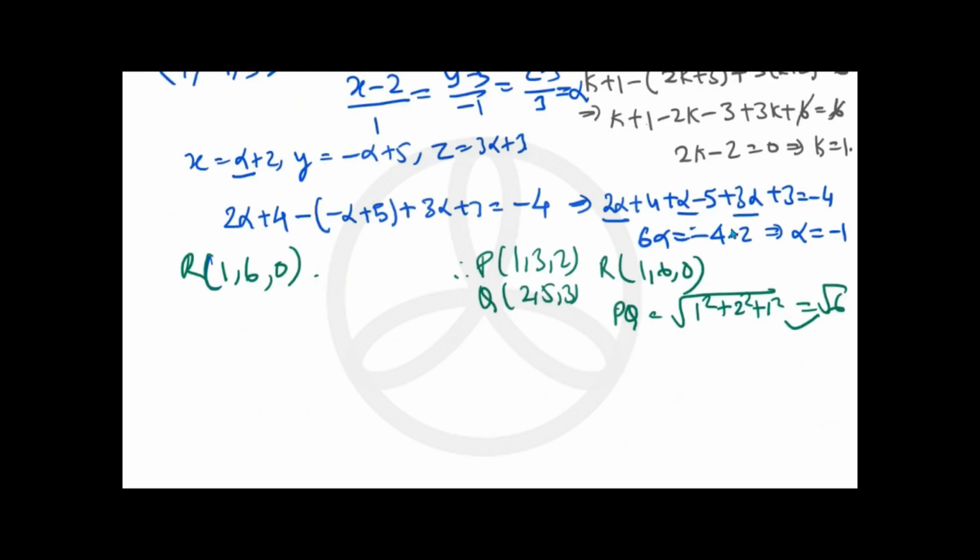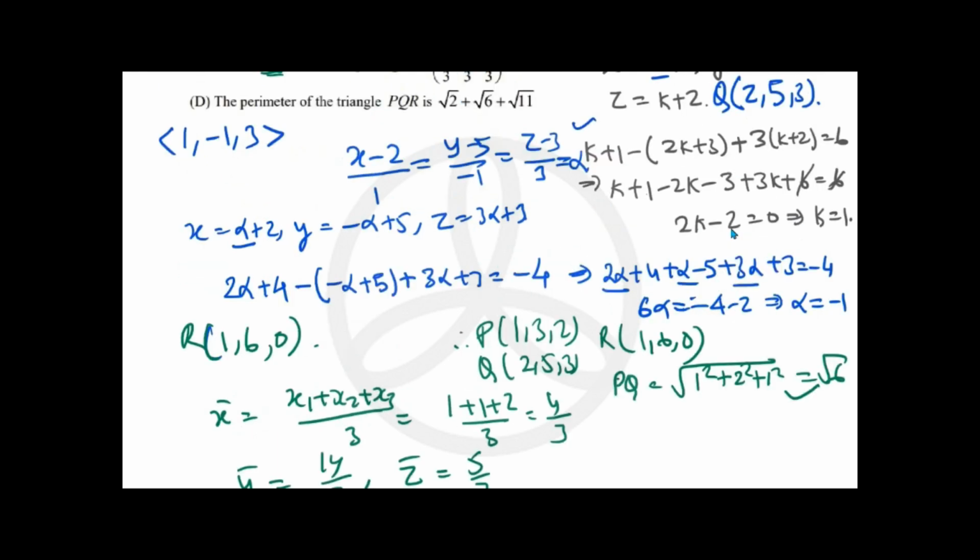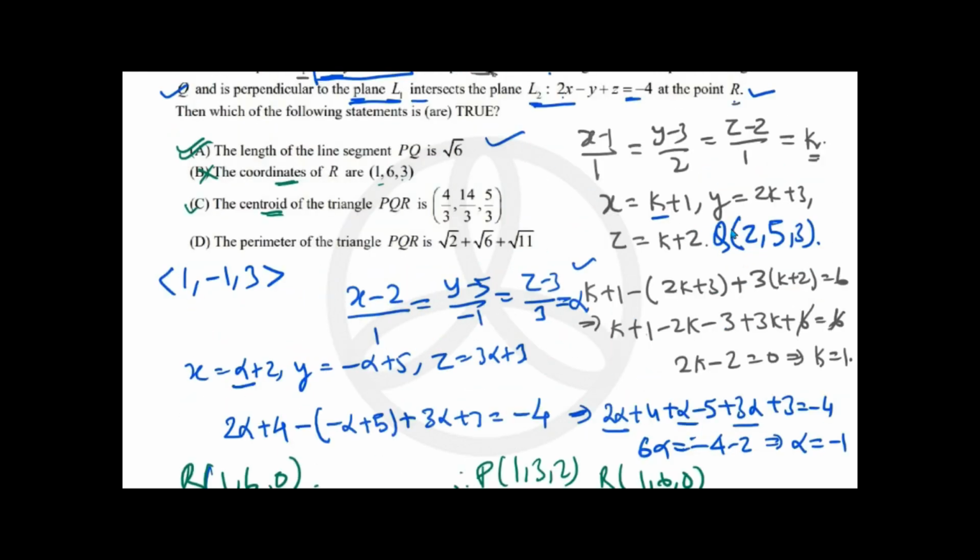Centroid: x bar is (x1 plus x2 plus x3) divided by 3, which is (1 plus 1 plus 2) divided by 3, equal to 4 by 3. Y bar is (3 plus 5 plus 6) divided by 3, 14 by 3. Z bar is (2 plus 0 plus 3) divided by 3, 5 by 3. So this is correct, this is also correct.